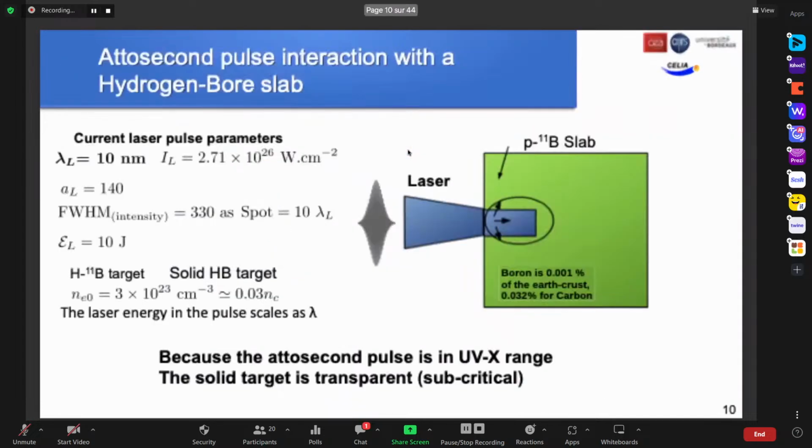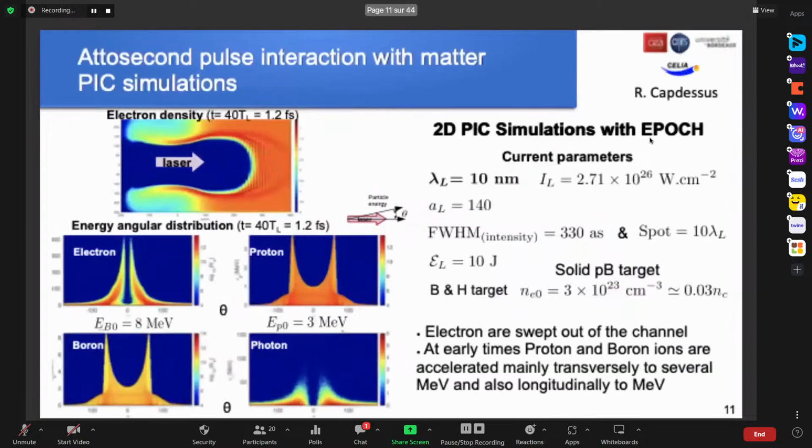We have performed some simulations of these pulses, first on a proton-boron target. This is the setup. The simulations here were performed by Rémi Capdessus while he was a postdoc at CEA. The wavelength is 10 nanometers, the normalized amplitude is 140, and it's focused on 10 lambda. What is interesting with these pulses is that even a solid proton-boron target is actually transparent. It is at 3% of the critical density for this wavelength. And so you're able to study the propagation of a UV-X range pulse in a solid, a very intense one. The simulations were performed with EPOCH.